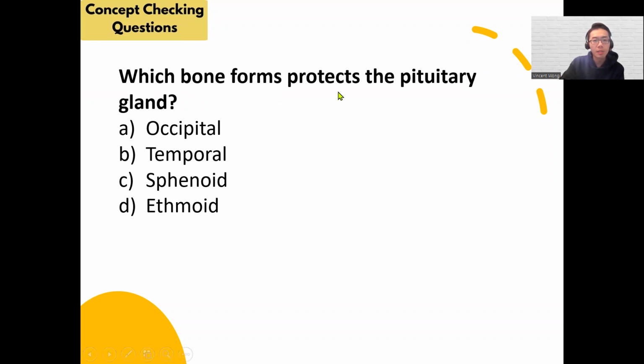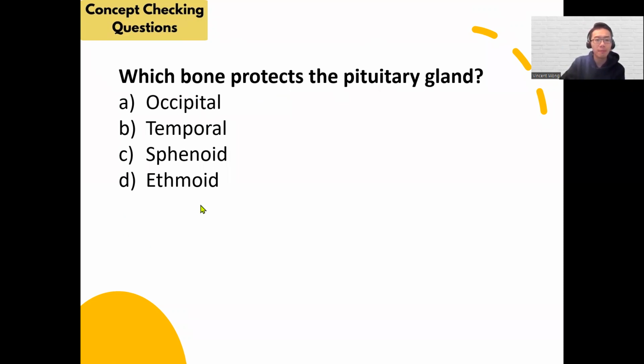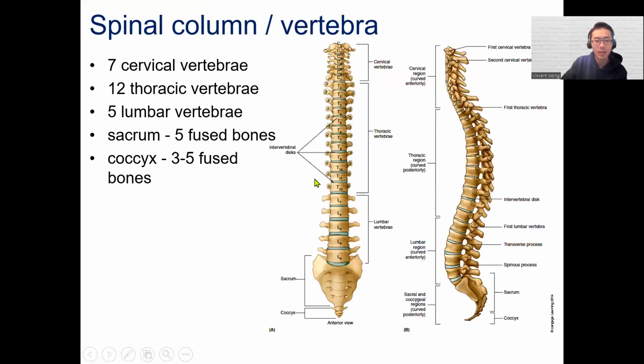Which bone forms? Oh, this is a typo. Which bone protects, right? We don't need the form. Which bone protects the pituitary gland? Hopefully you know it is the sphenoid bone. The butterfly. It goes from one side to the other across the back of the eye, and at the top there is the sella turcica, which is where the pituitary gland sits. It's either turcica or tertica, I don't remember. We're going to have to ask Google pronounce to figure that one out. But anyway, you don't have to know the name. You just have to know the pituitary gland sits into it.